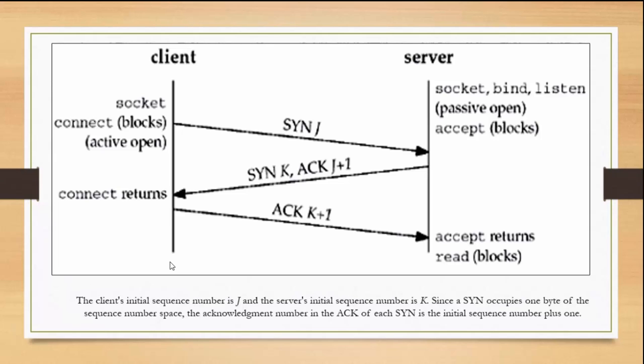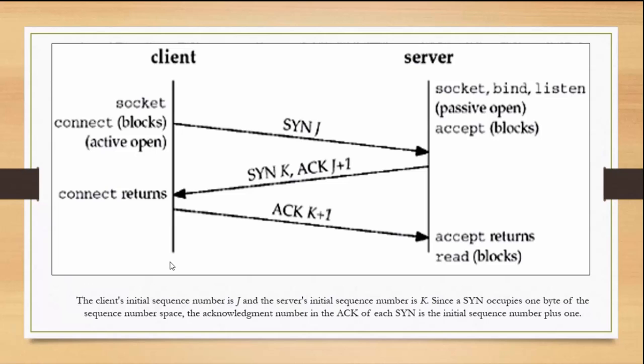As I have already told you, the server should be ready to accept the signal from the client. This makes the server a passive open. Now, the client sends a SYN signal, that is a synchronize signal, where J is the sequence number for the client, and K is the sequence number for the server. Now the client sends the SYN J signal to the server. The server accepts the signal and sends an acknowledgement about the signal to the client.